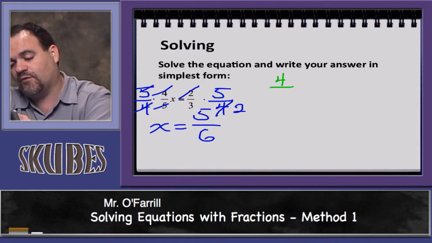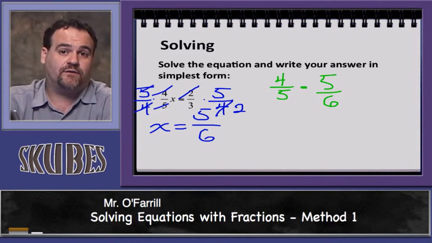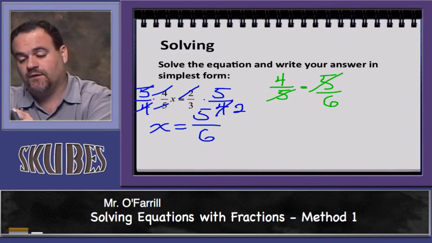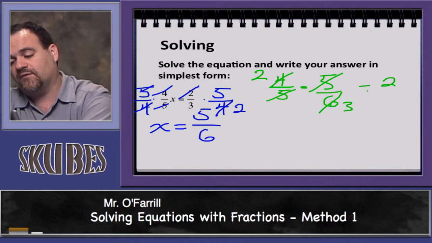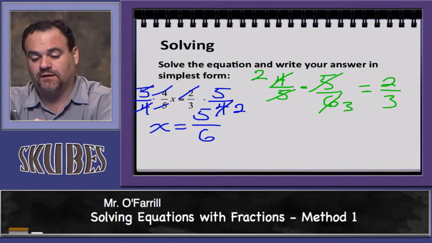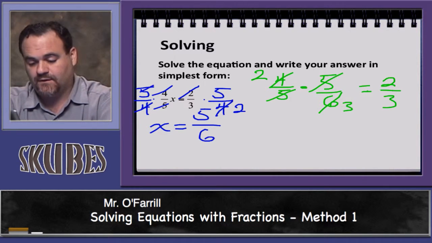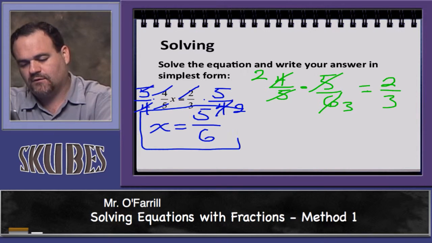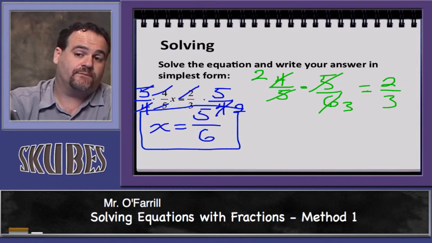We believe that 4/5 times 5/6 is going to give us the answer. Well, when you multiply these together, the 5's cancel. The number 2 goes into 4 2 times and goes into the number 6 3 times, giving us 2/3. And that's exactly what we wanted to see. So we got it right. X equals 5/6.